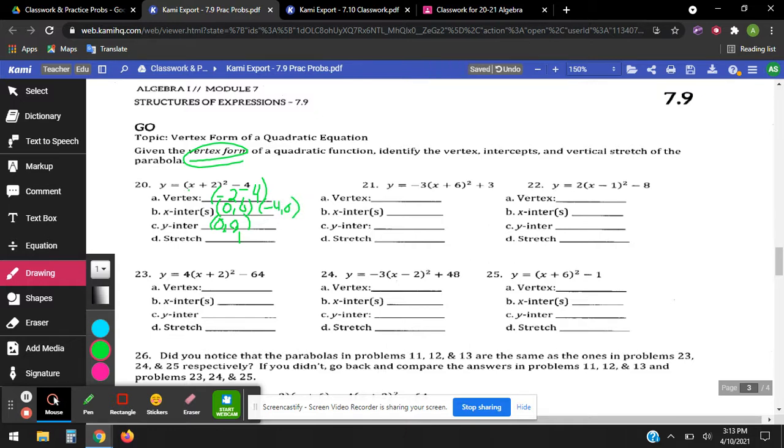Okay? And they're 2 away from that one. So let's see if that's consistent. Maybe, maybe not. It probably depends on our stretch. Our stretch will make a difference on that one.